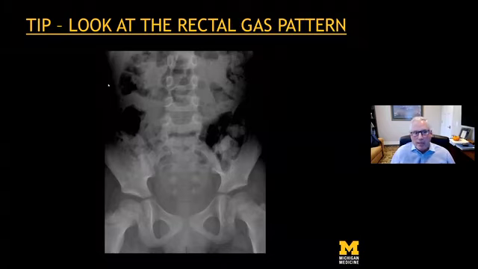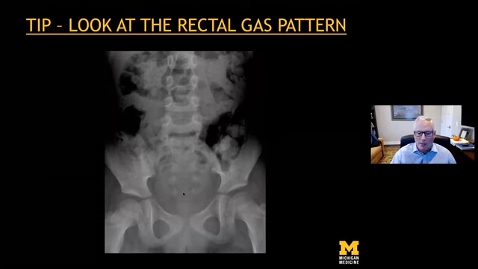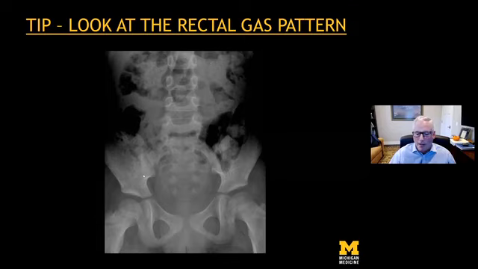So the next tip, look at the rectal gas pattern. Now, in this particular patient, we really don't see much rectal gas. We do see what looks like maybe a distended urinary bladder, but not much rectal gas. And I also try and take a look at the obturator internus fat planes as well. I have seen several cases of bladder and prostatic rhabdomyosarcoma.